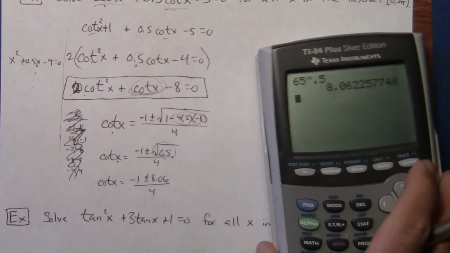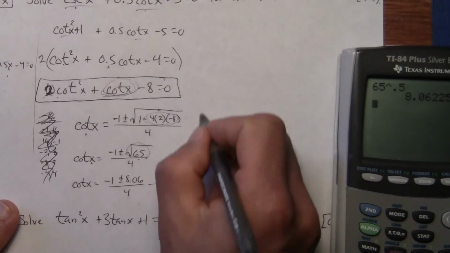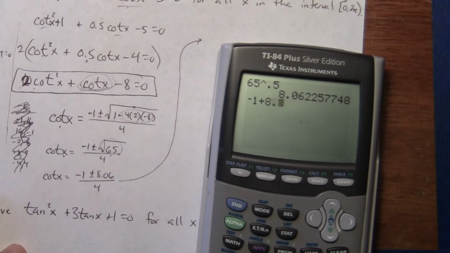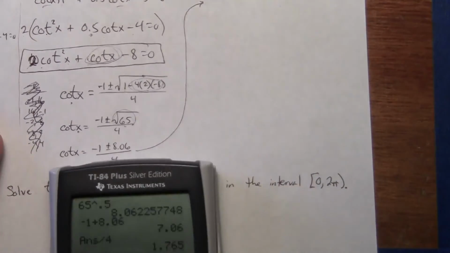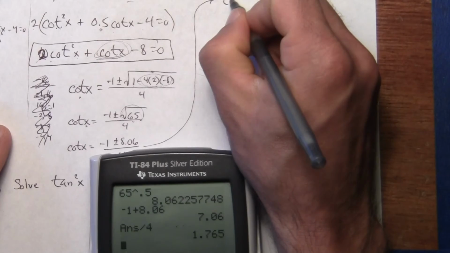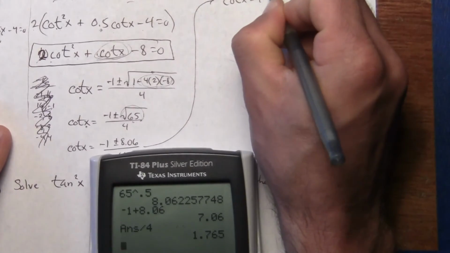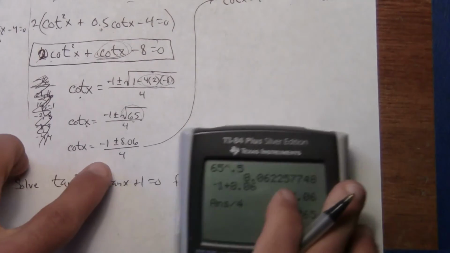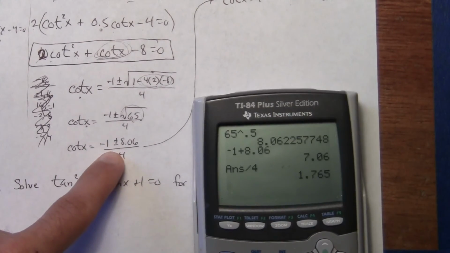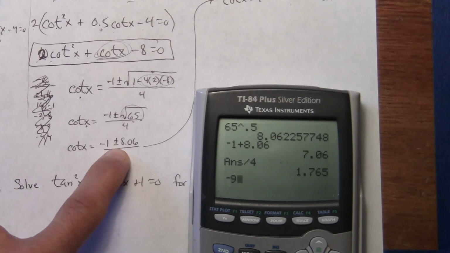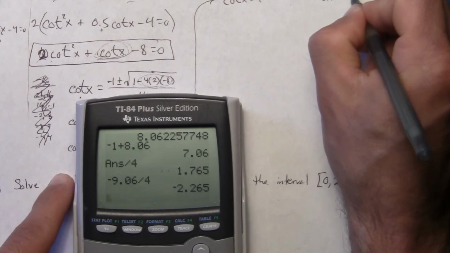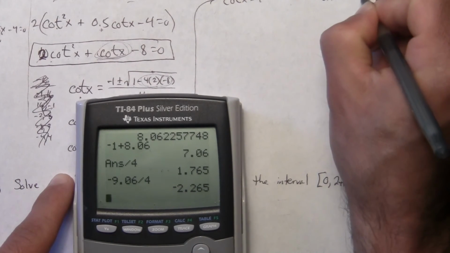divided by 4. And I'll go ahead and quickly find out those two decimals. So if I type in negative 1 plus 8.06, again, probably don't need a calculator to do this, and divide by 4, that's going to give me 1.765. So the cotangent of x is going to equal 1.765. That's one of them. And then if I do the other one, negative 1 minus 8.06, so negative 9.06 divided by 4, the other answer I would get is negative 2.265.